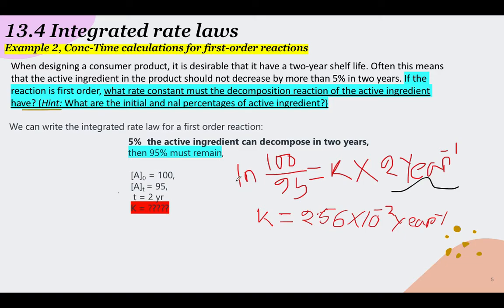Otherwise, it's fine. So A0, the concentration of the active ingredient or drug, is initially 100, but after 2 years it must be at least 95%. It should not decrease by more than 5. So a maximum of 5% potency can decrease, not more than that. So that means at time t it is 95. So if you put the values in, we will have our answer.